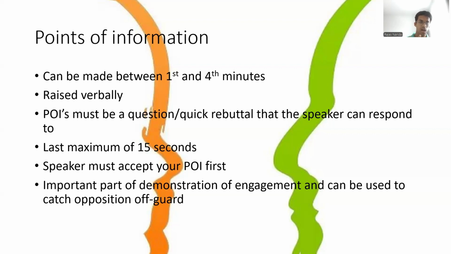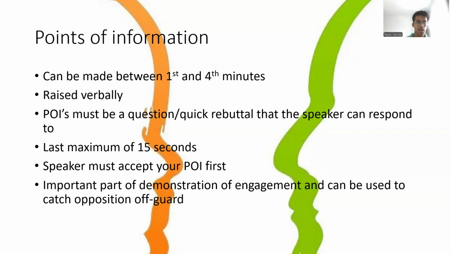And finally, a POI is something that's a one-off thing. So you don't ask a POI and then just keep talking after that and keep responding to the speaker. It's something where you unmute, say your bit, and then mute, and you're not allowed to say anything after that. So the speaker can completely ignore your POI, and you're not allowed to do anything about it. Or the speaker can just brush it off, act as if they've responded to it, and that's totally fine as well. So the person asking the POI does not have a right to keep engaging with the speaker.